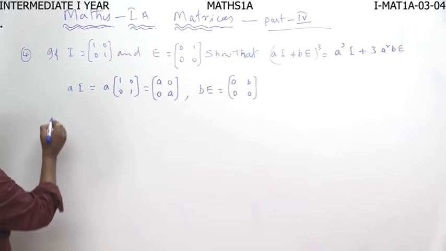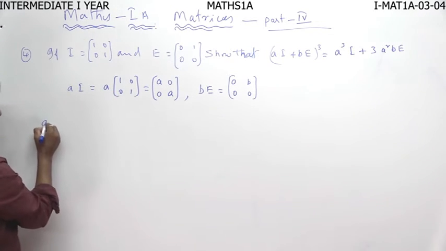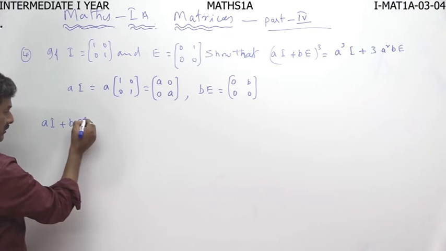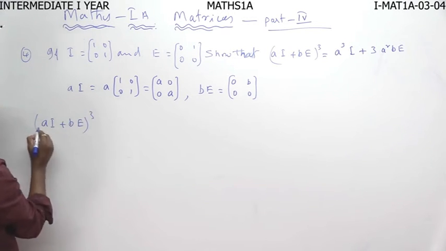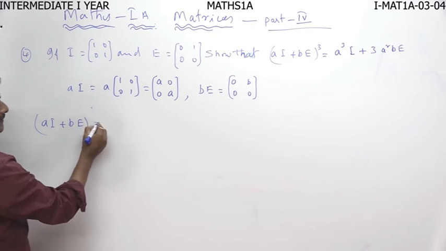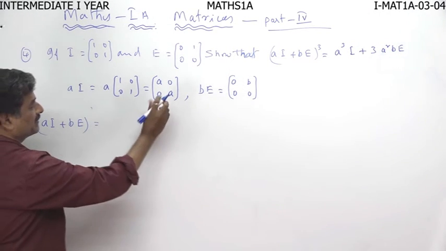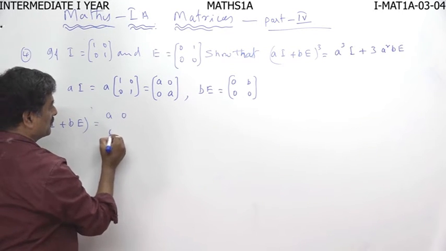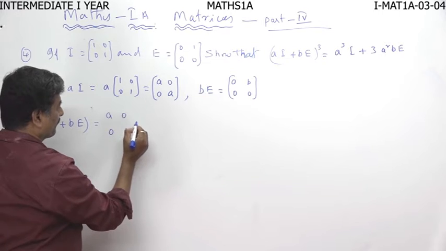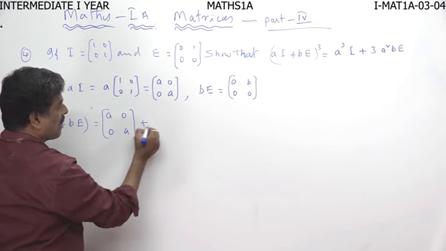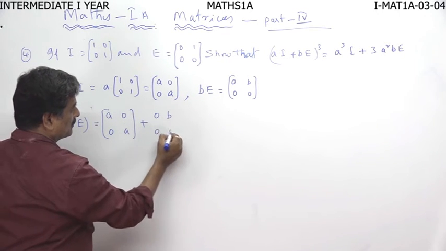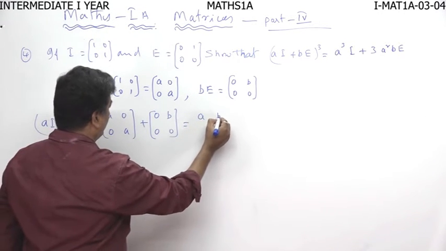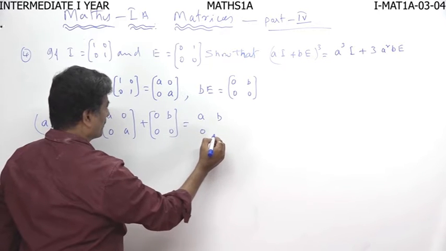Now, (A·I + B·E) whole cube. First we'll do the addition, afterwards we'll do the multiplication. This means this plus this: [[A,0],[0,A]] plus [[0,B],[0,0]]. That is [[A,B],[0,A]].